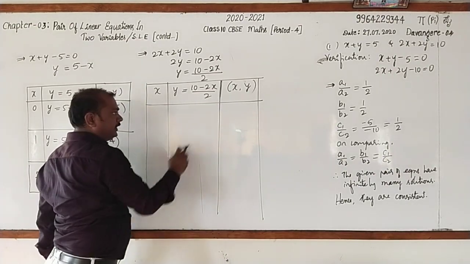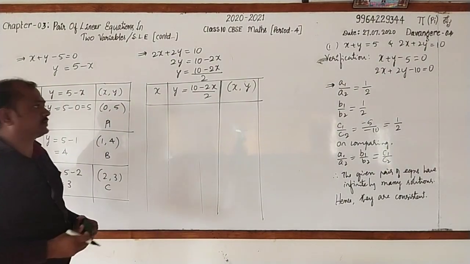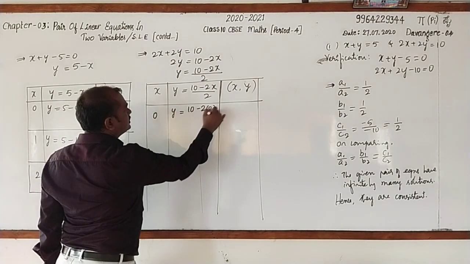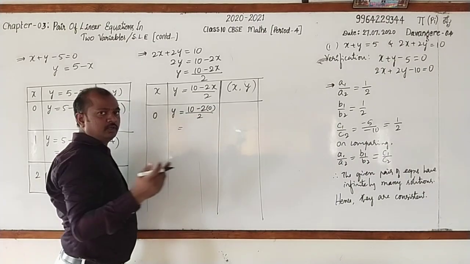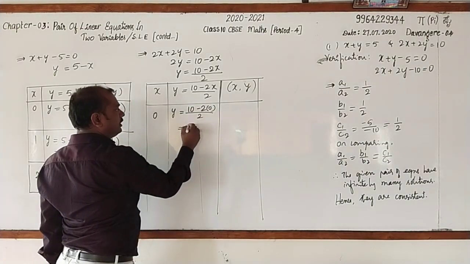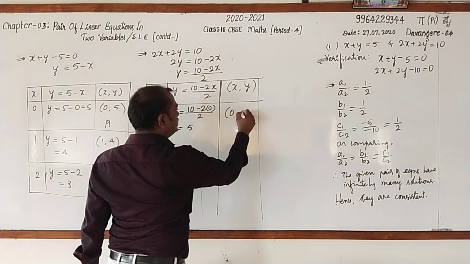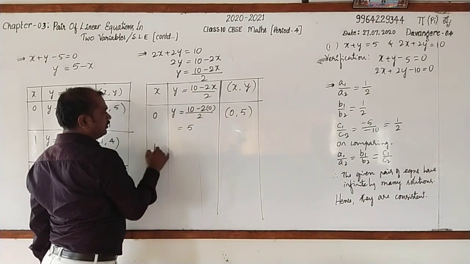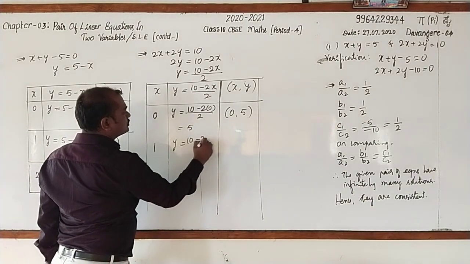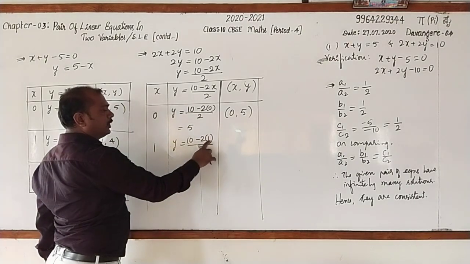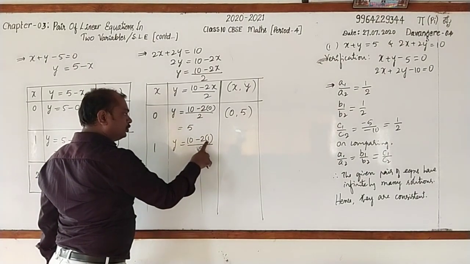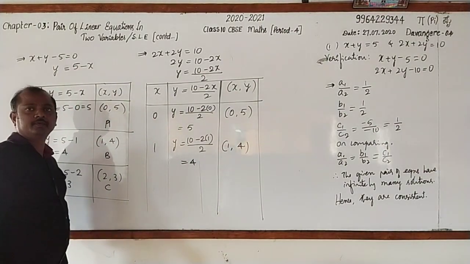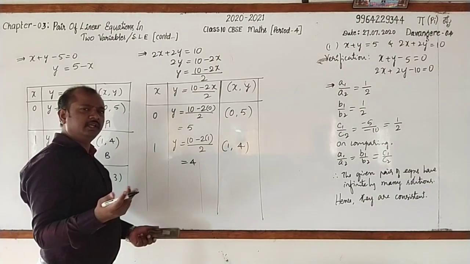Now let us go for finding the coordinate points with respect to the second equation. Here I will go for taking 0. y equal to 10 minus 2 into 0 by 2. 2 into 0, 0. 10 minus 0, 10. 10 by 2, 5. This is 0 comma 5. Hope that you have understood. Then you may take 1. y is equal to 10 minus 2 into 1 by 2. 2 ones are 2. 10 minus 2, 8. 8 by 2, this is 4. 1 comma 4. Next, you may take minus 1, any number you want.